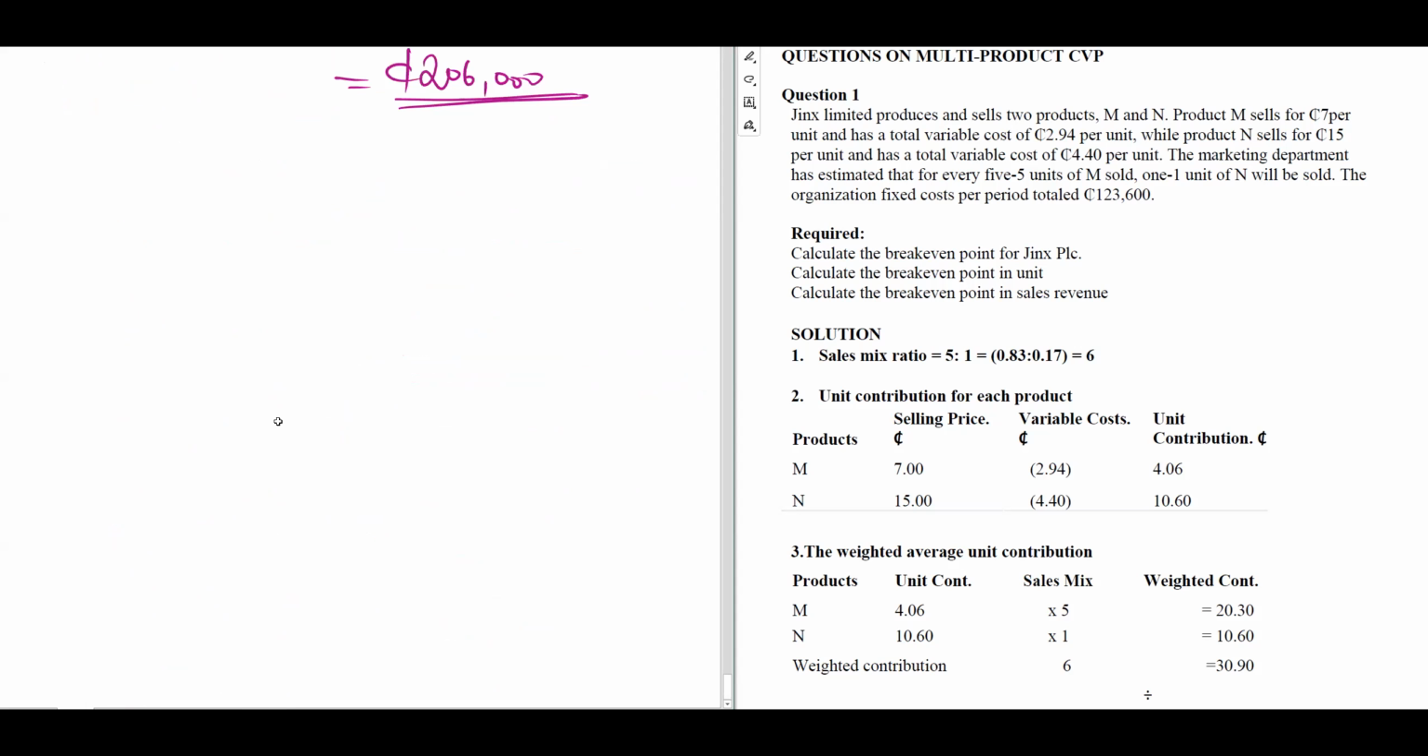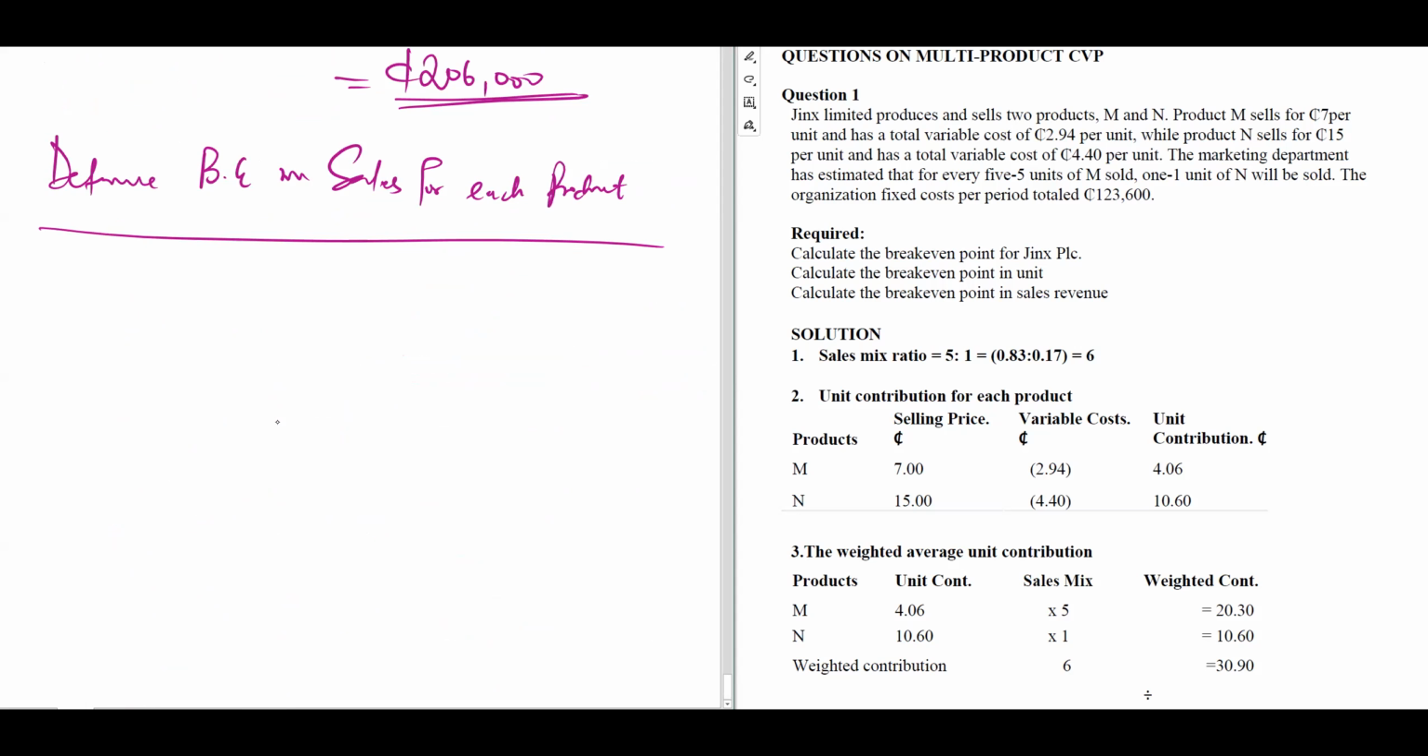With that said, now we are going to determine break-even in sales for each product. All we have to do is split it by the sales mix. If I take product M, it's 5 out of 6 times the 206,000. That tells us how much of this 206,000 goes to product M.